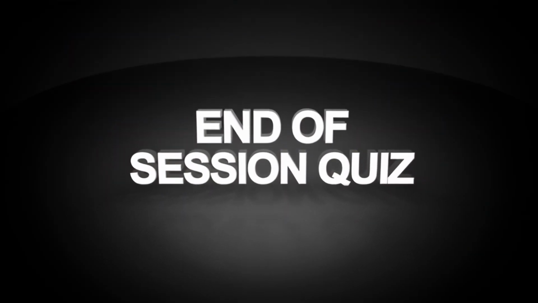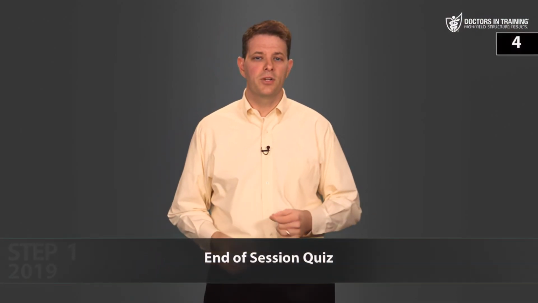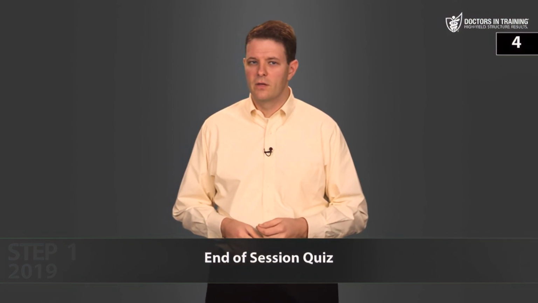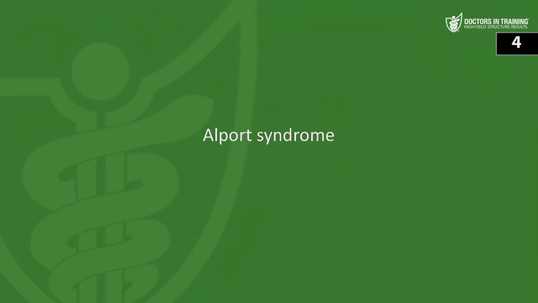All right, let's go ahead and work through the end of session quiz. First question. A teenager presents with episodes of gross hematuria and high-frequency hearing loss. What's the most likely diagnosis? Well, whenever you get kidney disease plus hearing loss, think about Alport syndrome. Can't see, can't pee, can't hear, high C.